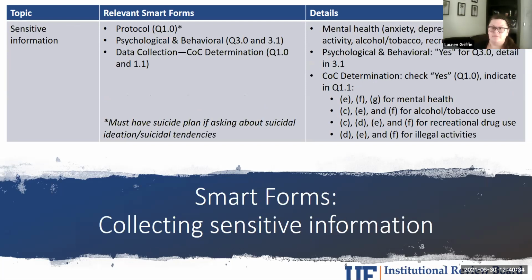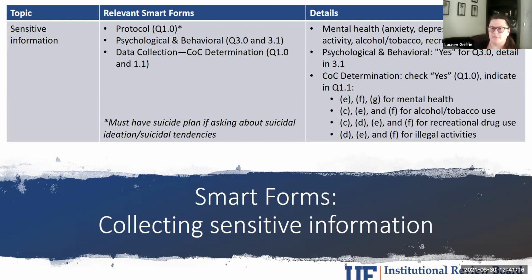Collecting sensitive information. This is another thing that comes up. So within the protocol, if you're going to be asking about mental health and you have questions about suicidal ideation or suicidal tendencies, that needs to be in the protocol. And our investigator guidelines say you need to have a plan for identifying if you have subjects who are suicidal and then providing assistance to them. So sensitive information can span a couple of different smart forms too. A lot of the times it shows up within the social and behavioral section, and then it also shows up in the certificate of confidentiality determination page too. And so it's just something to keep in mind.